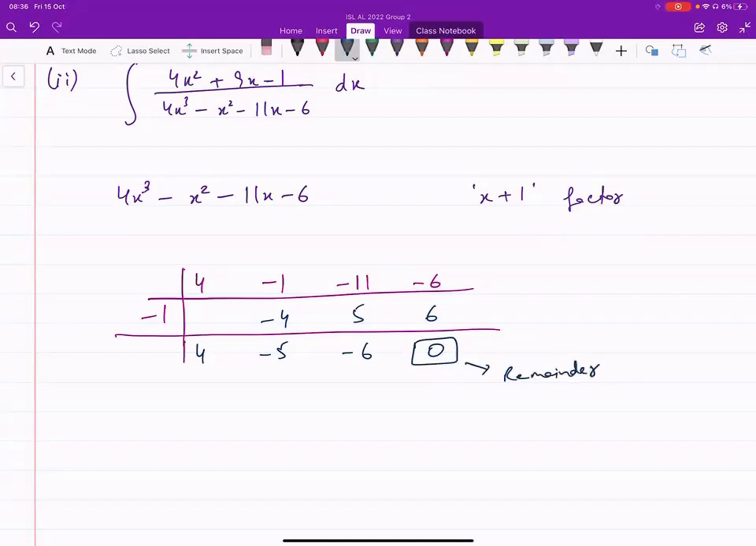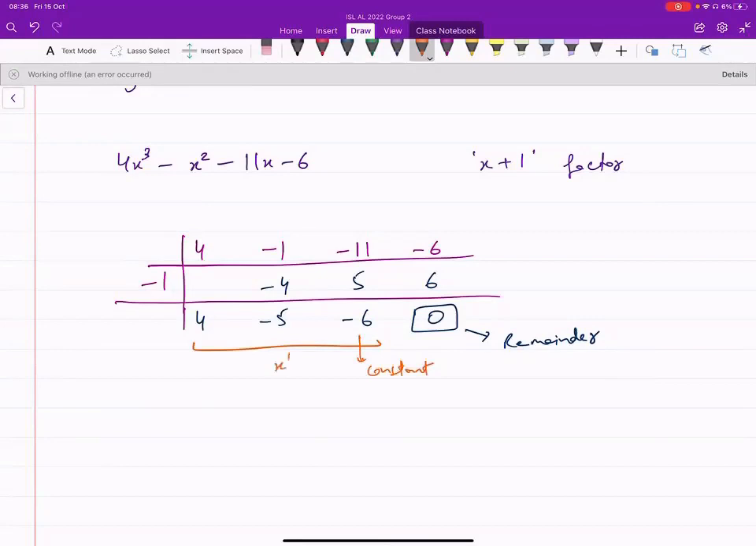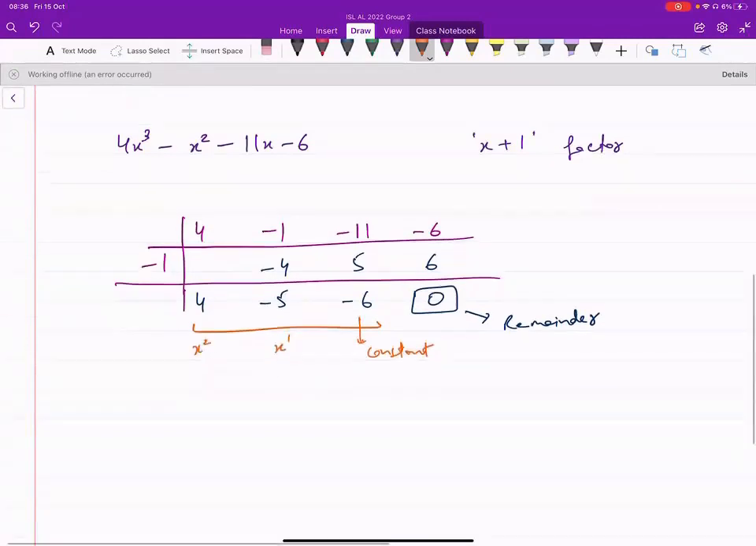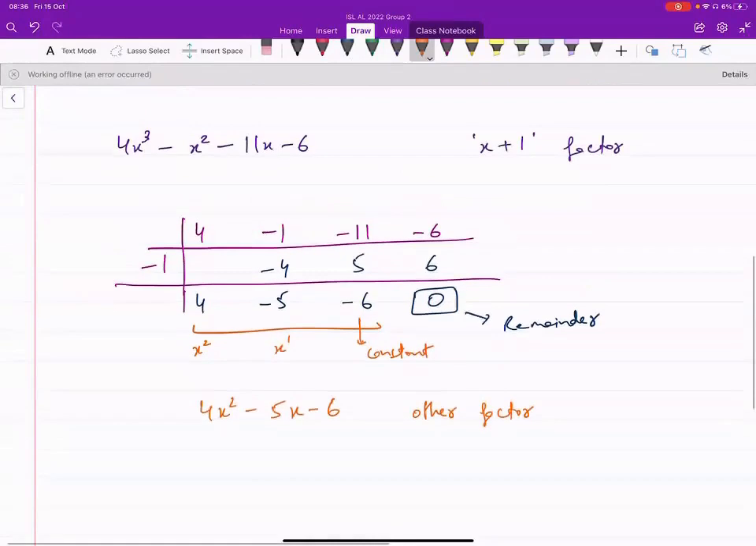The remainder is 0, okay? So that confirms that your working is correct. It was a factor, so the remainder should have been 0. From here we get the constant; the last term is the constant. As we go to the left side, this is x raised to power 1, this is x raised to power 2. Our second factor is 4x squared minus 5x minus 6. Now we've got two factors.